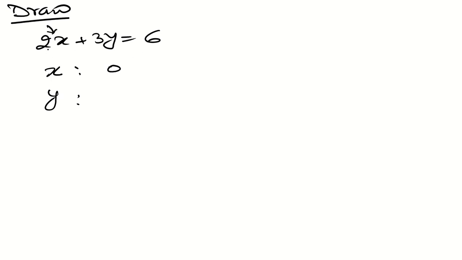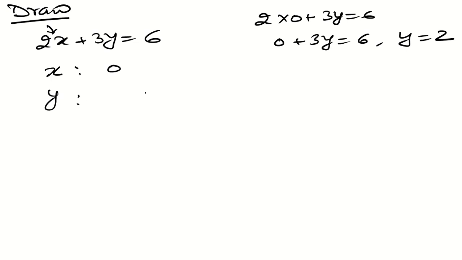What will you get? x is equal to 0 means 2 times 0 plus 3y equal to 6, means 0 plus 3y equal to 6. So y is equal to 2. So we got 2 here. So what will be the point coordinate? It will be the value of x, then the value of y. Okay, this is one point.